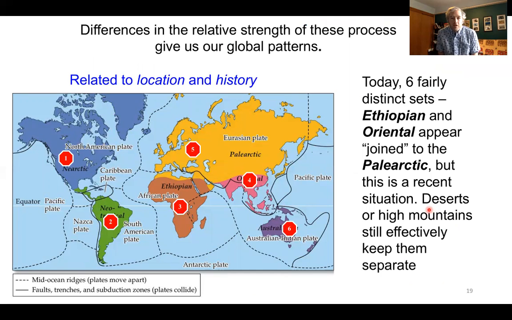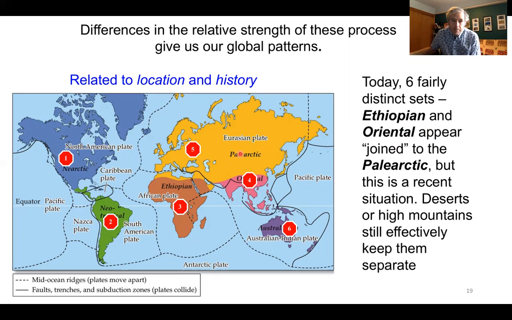So the difference in the relative strength of these processes, such as the productivity hypothesis, the splitting of the tectonic plates, the area hypothesis, and the museum hypothesis, they give us our current global patterns of species. And they're related to the location of the continent and the history. So today in the modern world, there are 6 fairly distinct sets of species, and we call this the global distribution of biodiversity. So at the minute, the Ethiopian and the Oriental set appear to be joined to the Palearctic.